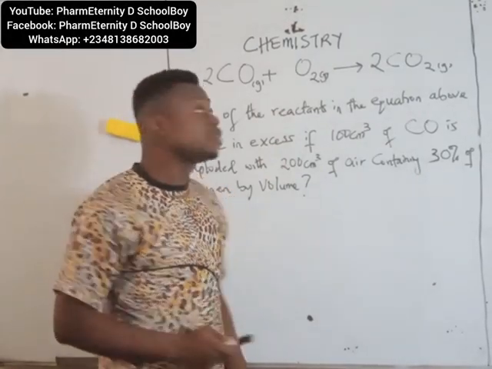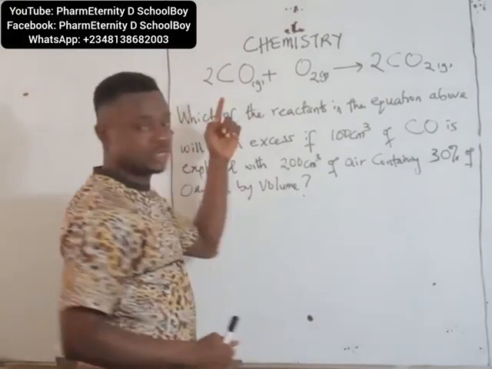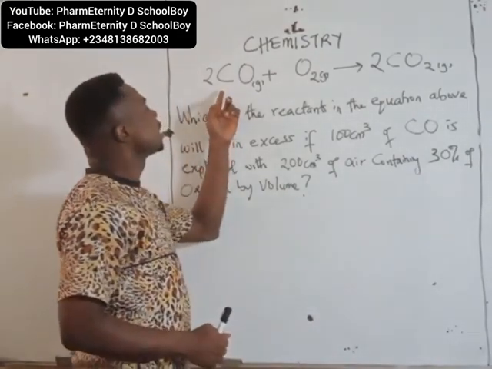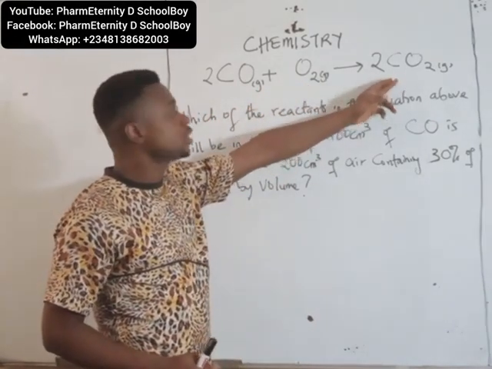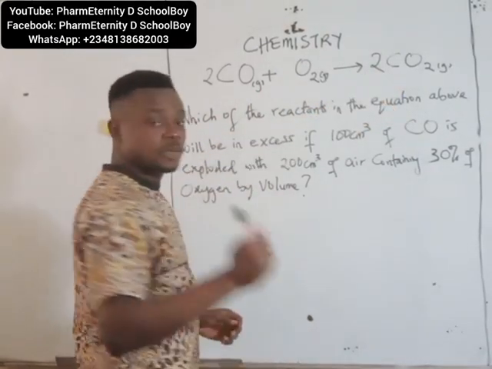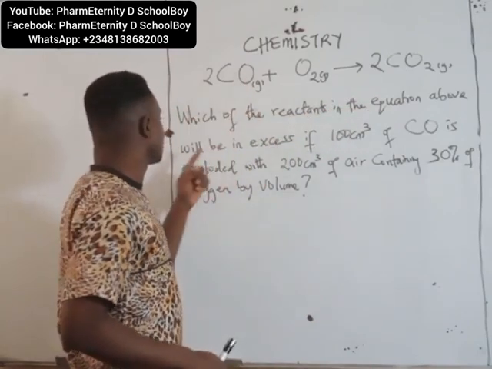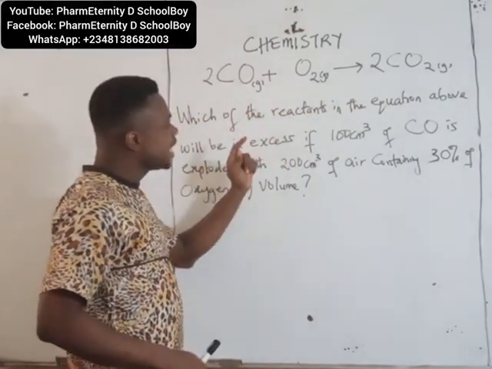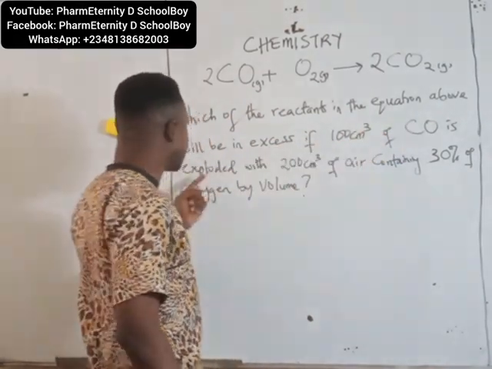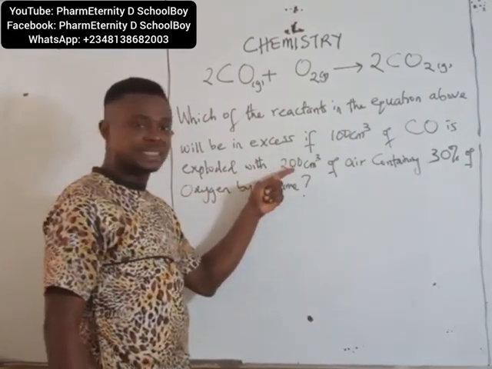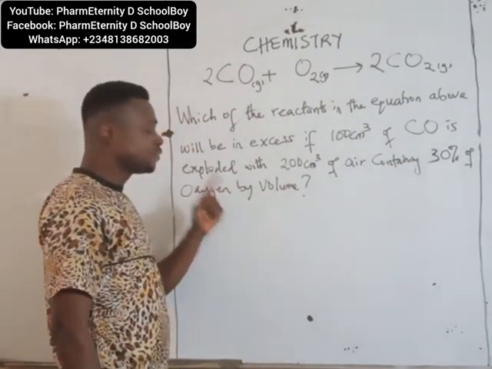Today we are going to take a look at chemistry, and we have a question on the board. There is an equation here where carbon 2 oxide reacts with oxygen to produce carbon 4 oxide. The question now says, which of the reactants in the equation above will be in excess if 100 cm³ of carbon 2 oxide is exploded with 200 cm³ of air containing 30% of oxygen by volume?